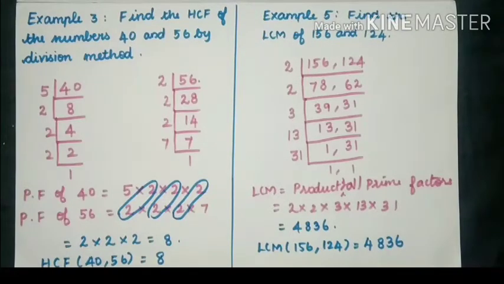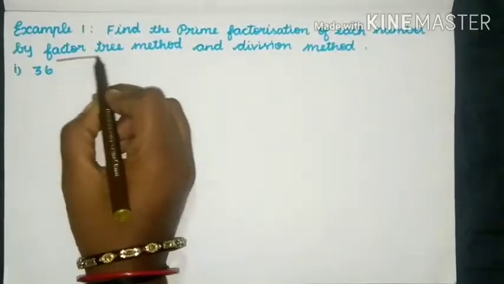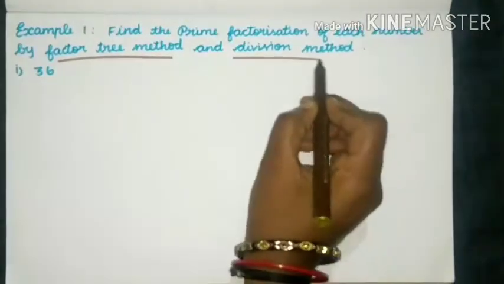Example 1. Find the prime factorization of each number by factor tree method and division method. We have to find the prime factorization of 36 by factor tree method and division method.